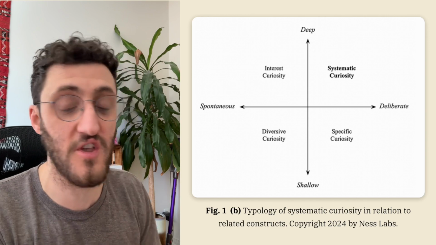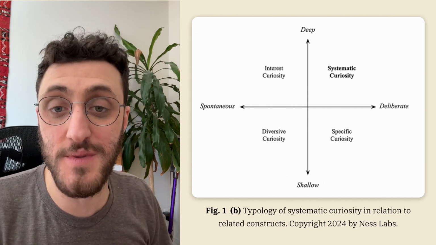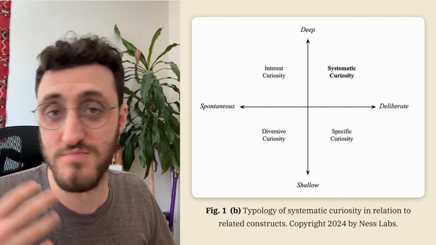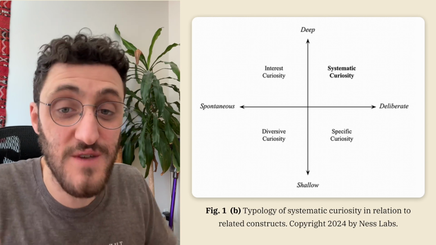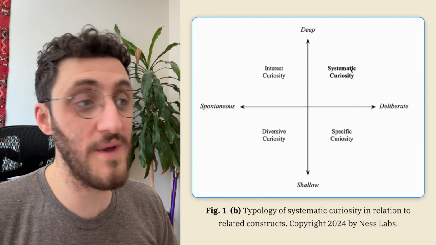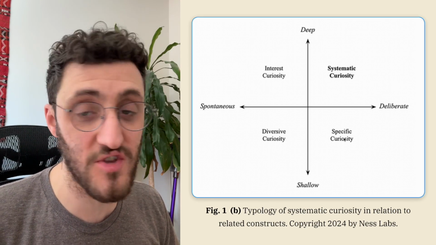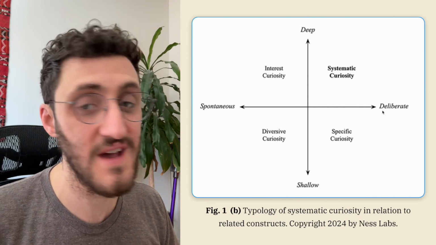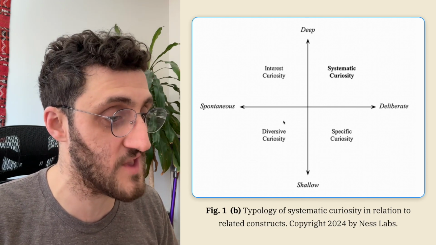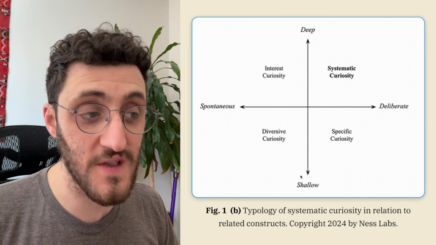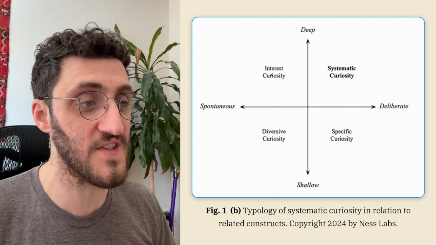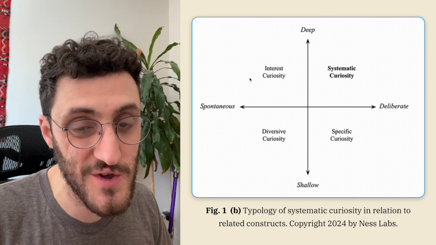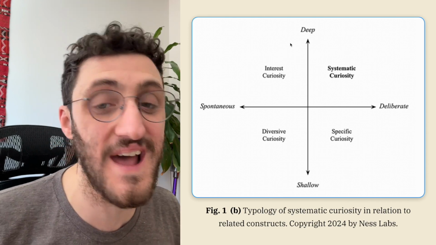And so curiosity is broken up across those four, how humans exercise their curiosity to impact how effective it is in different contexts. So what we have here is systematic curiosity in the top right, which is both deep and deliberate, specific curiosity in the bottom right, which is deliberate and shallow, diversive curiosity in the bottom left, which is spontaneous and shallow, and then we have interest curiosity, which is spontaneous and deep.